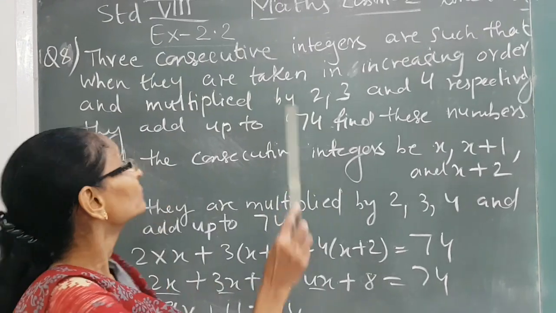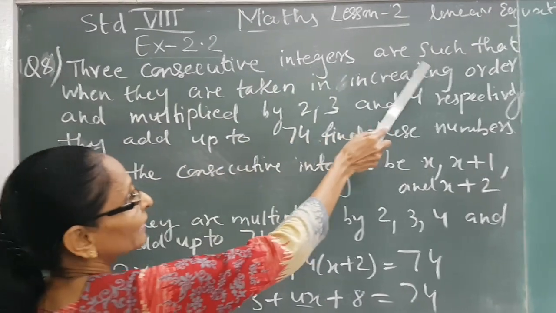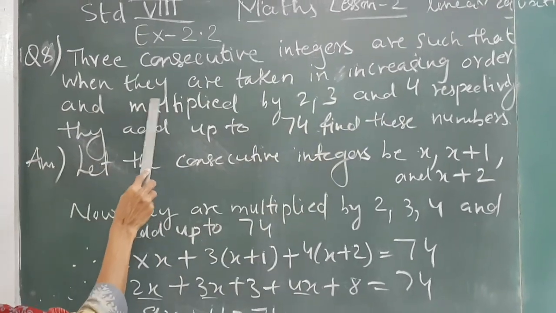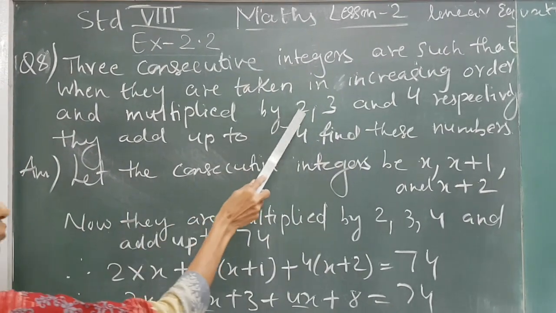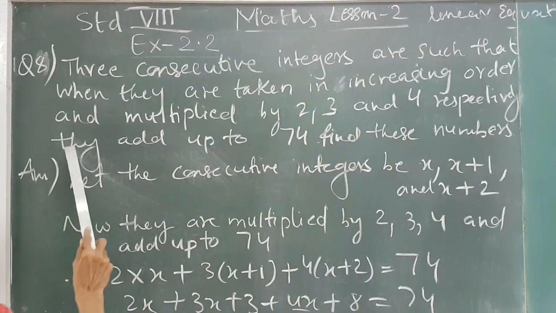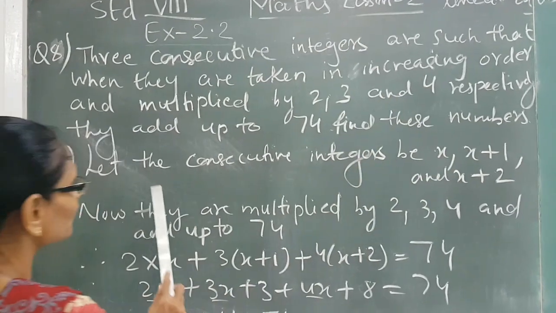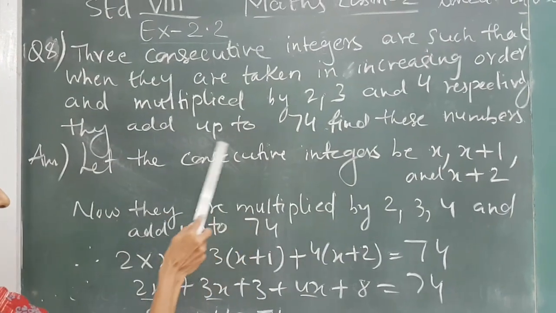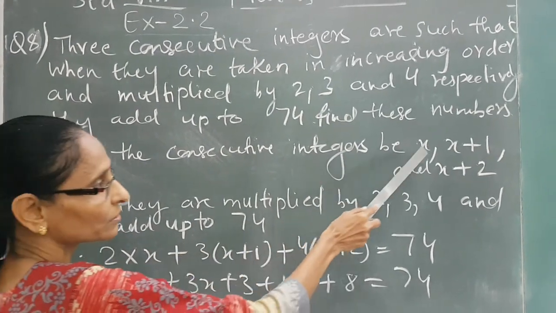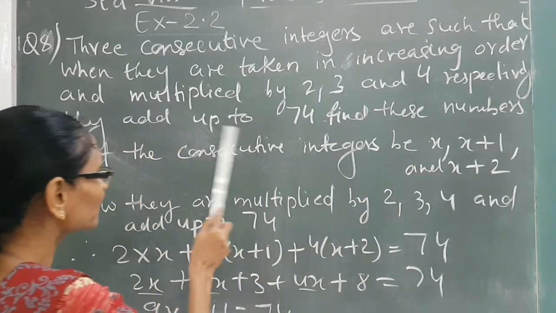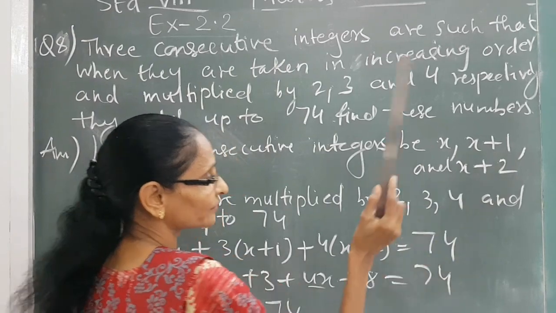Now let us do sum number 8. 3 consecutive integers are such that when they are taken in increasing order and multiplied by 2, 3 and 4 respectively, they add up to 74. Find these numbers. So first we will suppose what the consecutive integers are. Let the consecutive integers be, first will be x, and as it is consecutive, second will be x plus 1 and third one will be x plus 2.